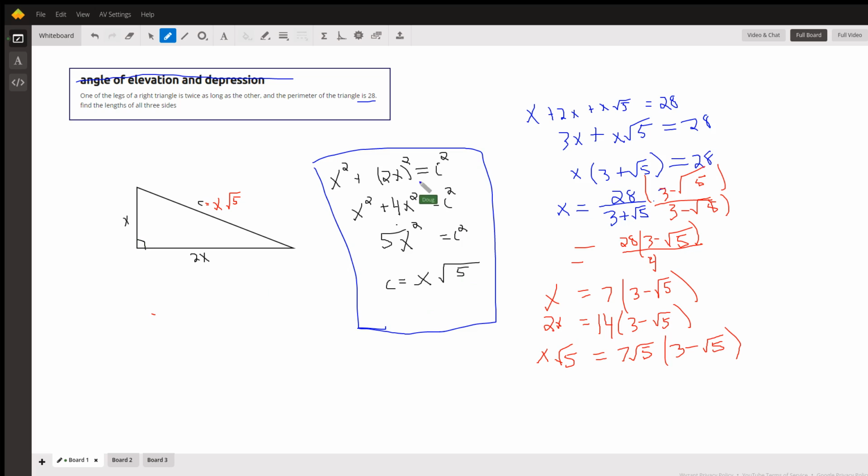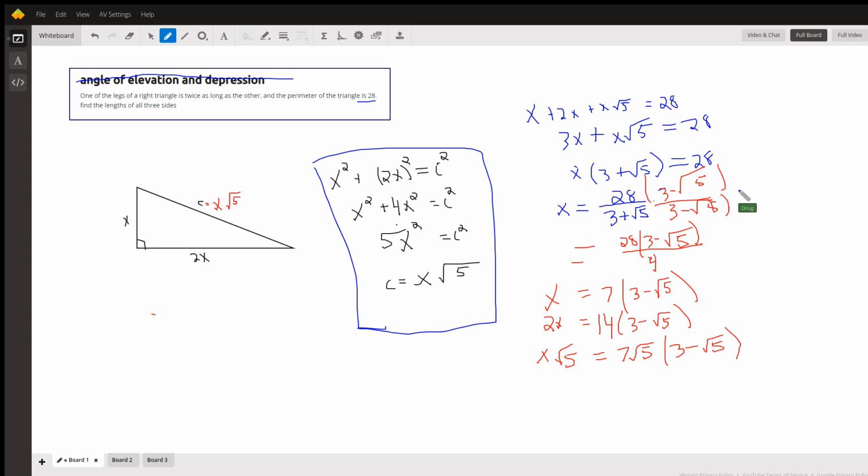And now with that information, we can write the equation that allows us to solve for x. One leg plus the second leg plus the hypotenuse equals 28. So all these terms on the left side contain the letter x, but we can't combine the 3x and the x radical 5. So we'll factor out an x, which leaves us times the quantity 3 plus radical 5. Divide both sides by 3 plus the square root of 5. There's a possible value for x right there, 28 over 3 plus the square root of 5.